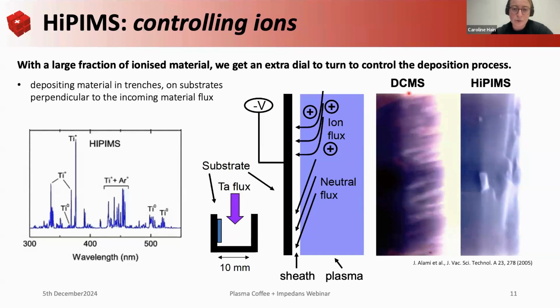So here we have a comparison between DCMS and high PIMs. Here we can see that the columns are at an angle, whereas with high PIMs, we have a nice compact film.